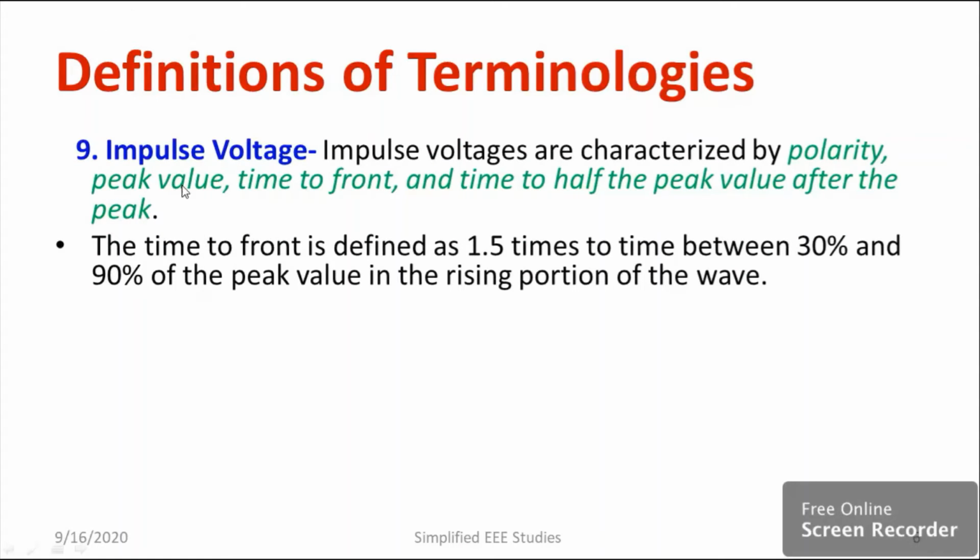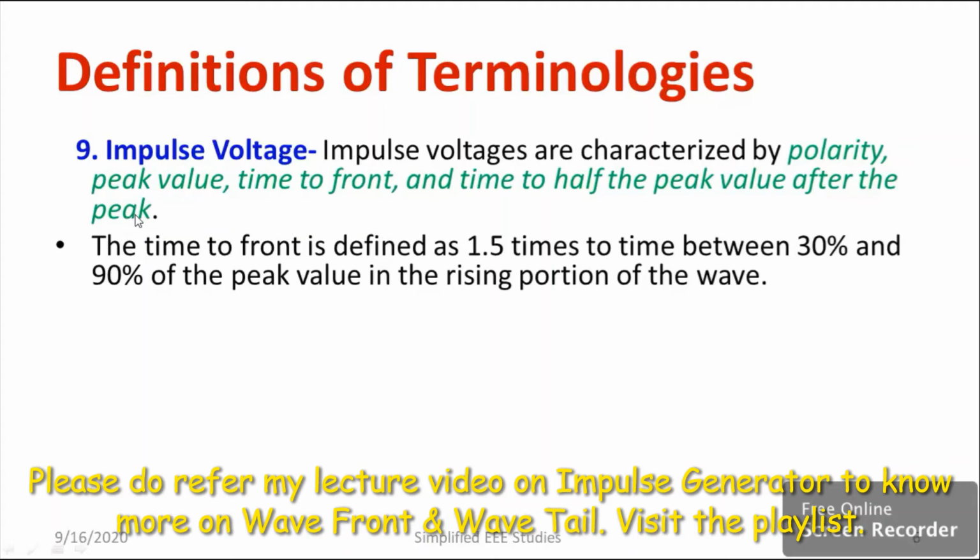I would like to explain what you mean by impulse voltage. I already explained in the second module what an impulse voltage is. So impulse voltages are characterized by polarity. That is one of the most important properties. Then peak value, then wave front and wave tail, and time to half the peak value after the peak. These are the things related to impulse voltage. So you need to know how to measure wave front, wave tail, peak value, etc.